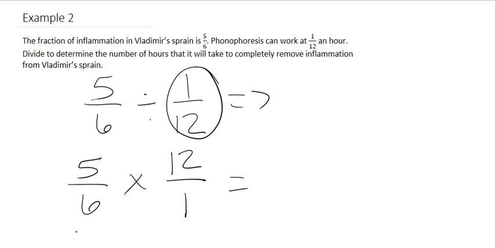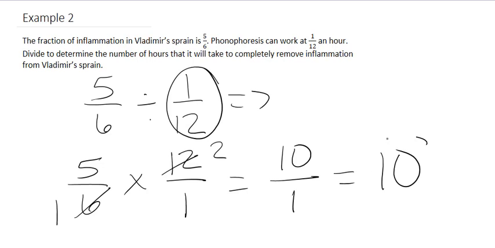But before we do, let us divide by 6 on the 6 here. So 6 divided by 6 is 1. 12 divided by 6 is 2. So now we have 5 times 2, which is 10. 1 times 1 is 1. So we're left with just 10. So it will take 10 hours to remove the inflammation.